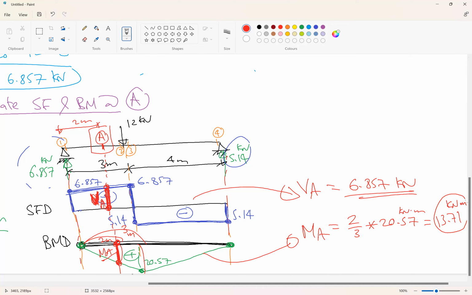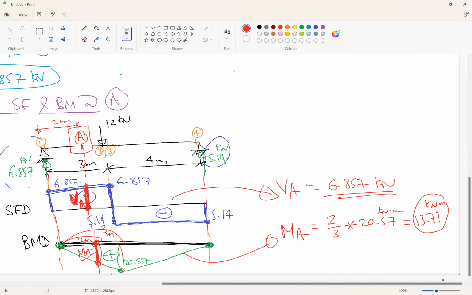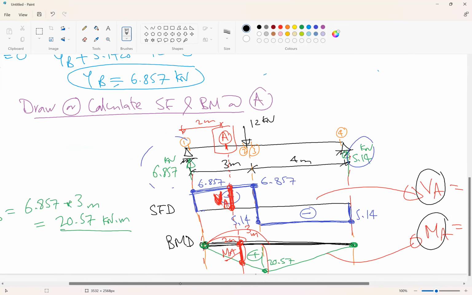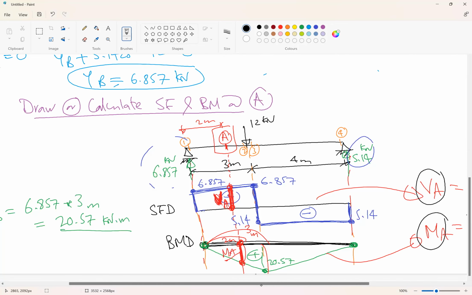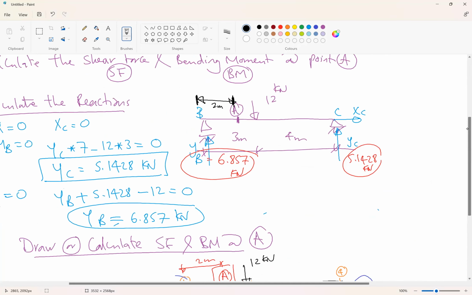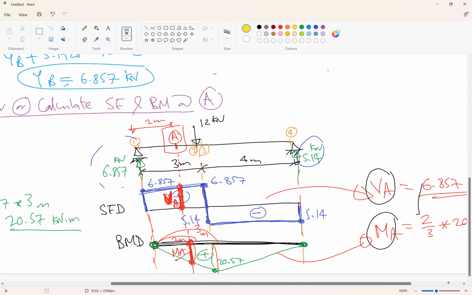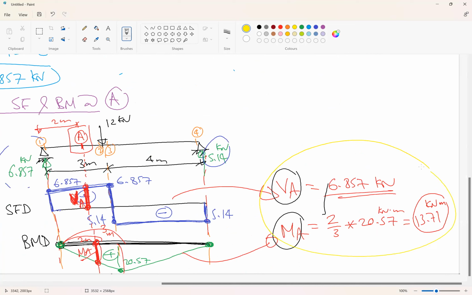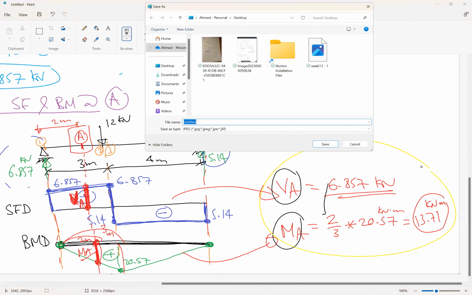Okay. Do you have any problem with these two values? So this is shear at A, moment at A. This is what we need from the beam. So the beam was given to us, and what we need from this beam is to find the values for MA and VA. Okay, so this is the first part of the problem.